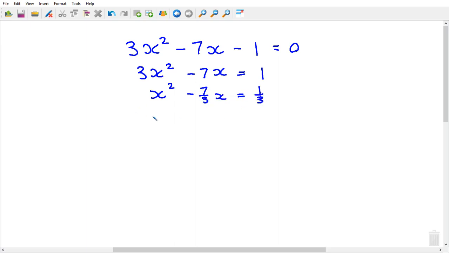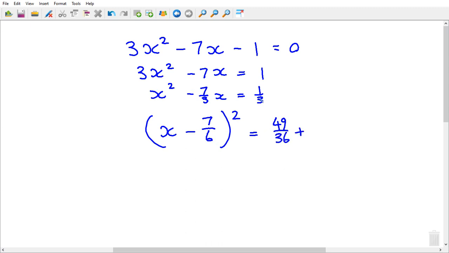Okay, now what I'm going to do is try and write it in this form. And remember what I need to do. I need to halve this number. Now, half of 7 over 3 is actually 7 over 6. Right? You halve a fraction by doubling its denominator. If I was to square out the left-hand side, I would get x squared minus 7 over 3 x. I would also get 49 over 36, which I did not have on this side. So I'm going to add 49 over 36 to this side.